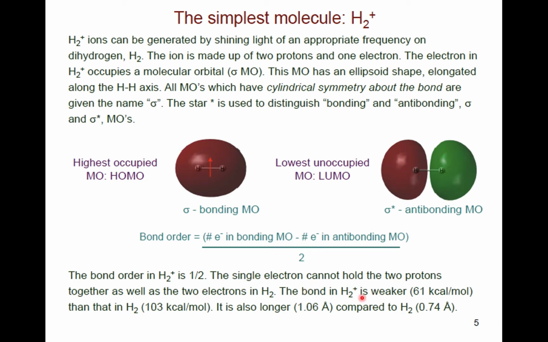Well, let's see if this checks with things that we think about bond order. So the bond order in H2+ is weaker. It takes less energy to break the HH bond in H2+ than it does in H2. And the HH distance is longer. So in H2+, the HH distance is 1.06 angstroms compared to 0.74 angstroms in H2. So this bond order of 1/2 is longer and weaker than the bond order of 1 that's present in H2.